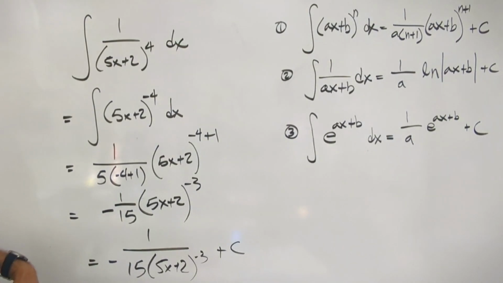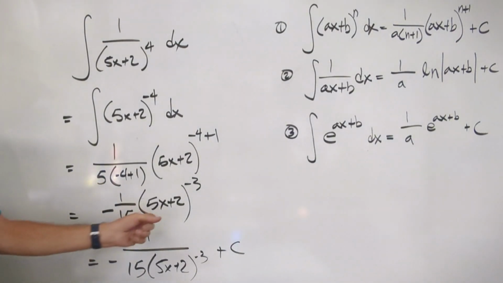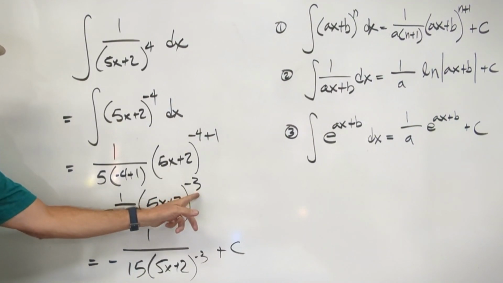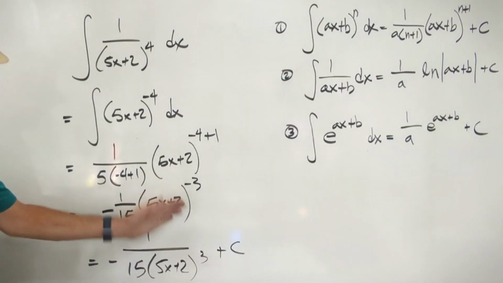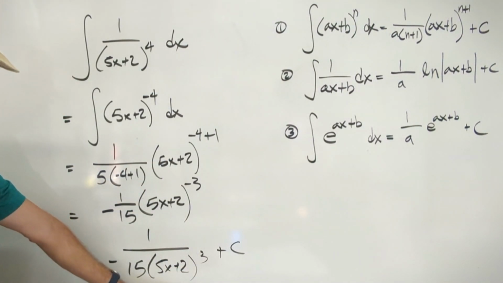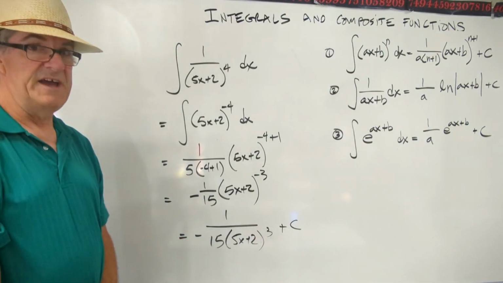And so simplifying on down, this becomes negative 1/15 times 5x plus 2 to the negative 3. Now, I could simplify this on down quite a bit by putting 1 on the top, that would be a positive 3, bringing that whole binomial to the 3rd power down here, putting my 15. And then, of course, there is my constant.